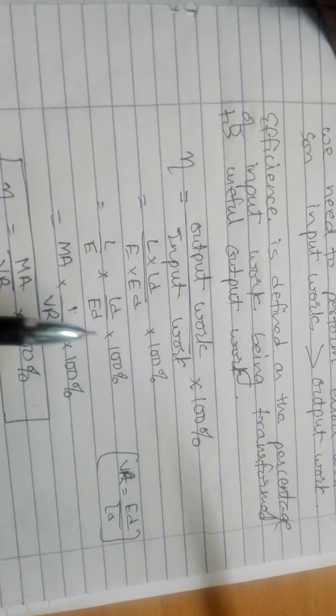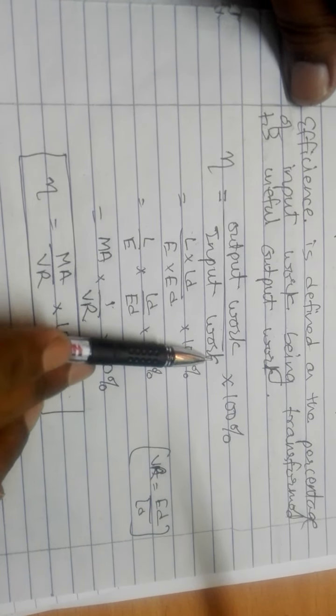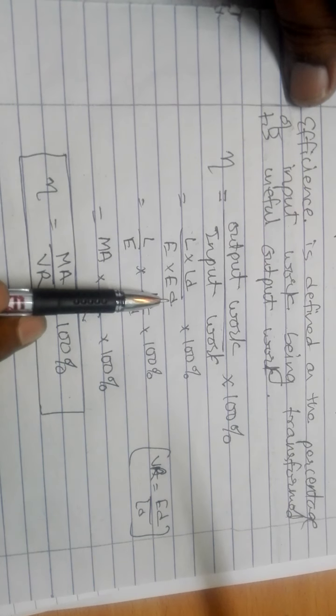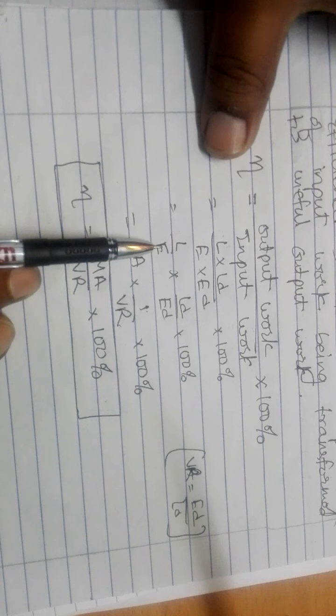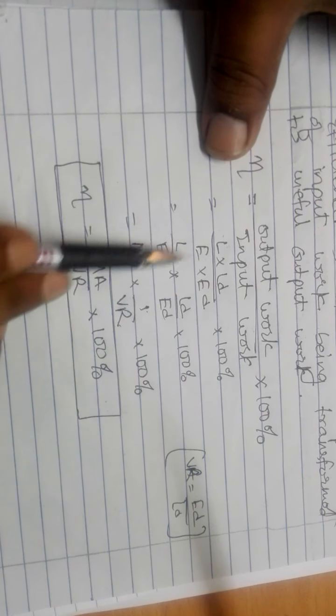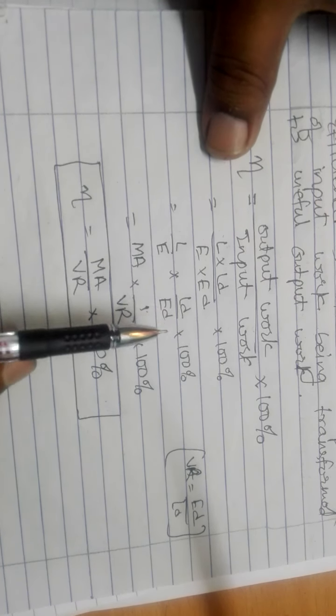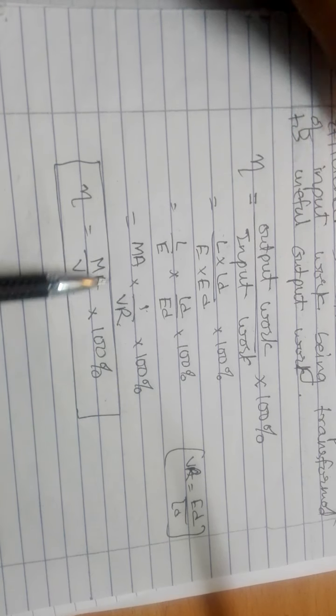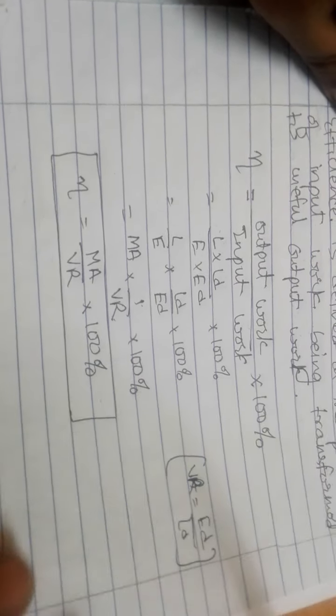Okay, see, you need to revise it. Efficiency is defined as the percentage of input work being transformed to useful output work. So efficiency equals output work by input work. Output work L into LD, input work E into ED. And I can separate L by E, then LD by ED. So L by E is the expression of MA, LD by ED is the opposite of VR. So it gives us efficiency equals MA by VR into 100%.